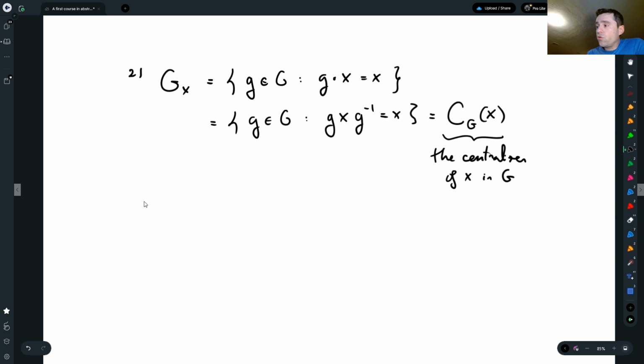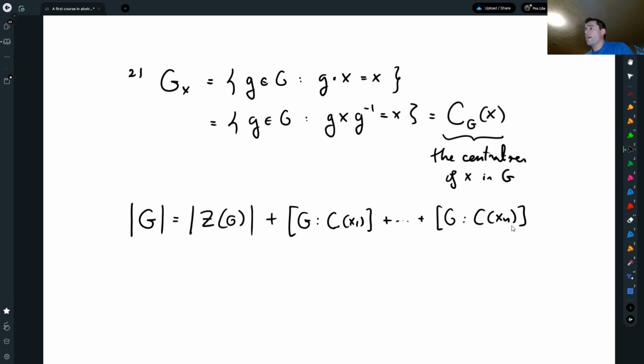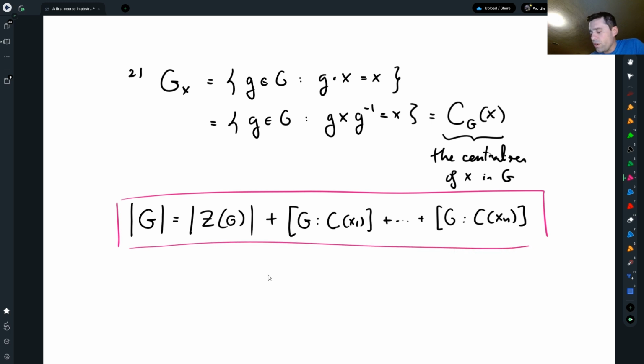And if we go back to our class equation, then we're going to be able to replace the size of orbits with the index of the centralizer. So the size of G will be the size of the center plus the sum of the indices of the centralizers of representatives of non-trivial conjugacy classes, like that. And sometimes authors refer to this exactly as the class equation.